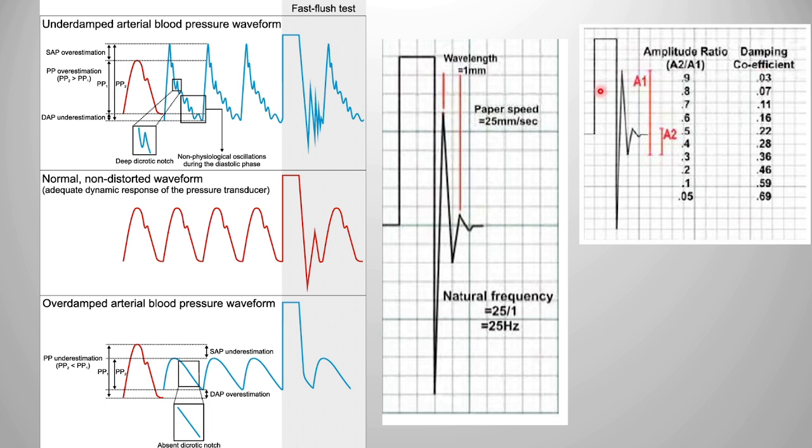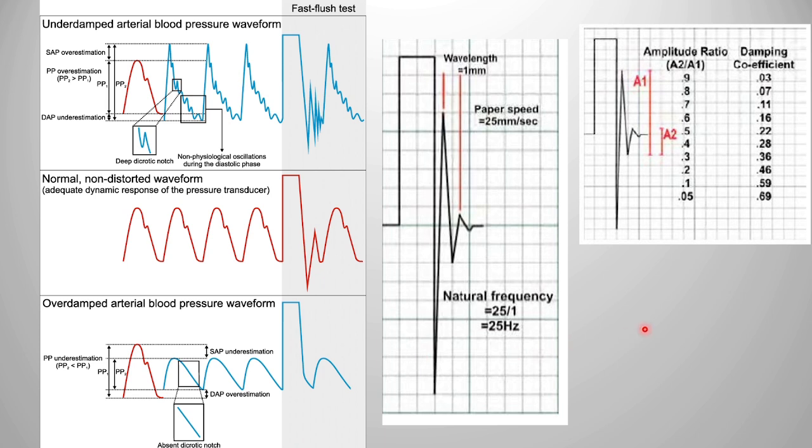If it is underdamped, you will get systolic blood pressure overestimation and diastolic blood pressure underestimation. Usually the mean arterial pressure remains accurate. This is the optimally damped, adequate dynamic response of the pressure transducer. This is the optimum response usually after the fast flush test. If it is overdamped, then you will get systolic arterial blood pressure underestimation, diastolic overestimation, and mean arterial blood pressure would remain the same.